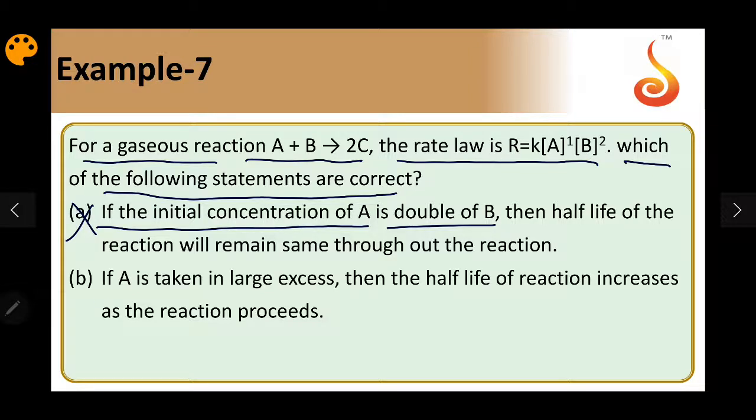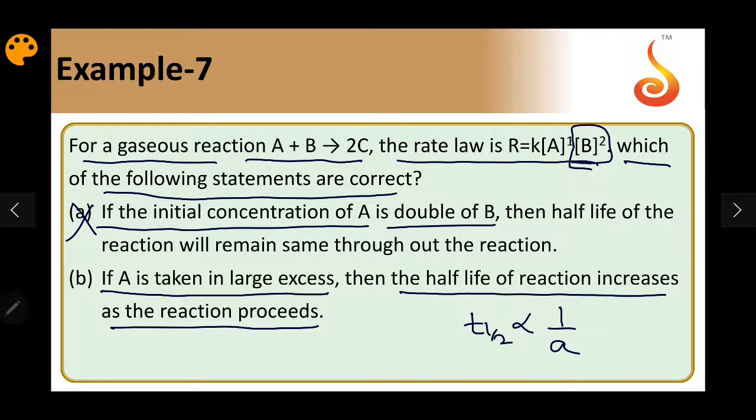Second, if A is taken in large excess, that means rate of reaction becomes independent of A. So then it becomes a second order reaction, because B power 2 is there, A is independent, so order becomes 2. If order is 2, we know that T half is proportional to 1 by A. If concentration of A increases, half-life decreases, or if concentration of A decreases, half-life increases. So as reaction proceeds, the concentration of reactant decreases, so half-life of the reaction increases as the reaction proceeds. This is a correct statement.